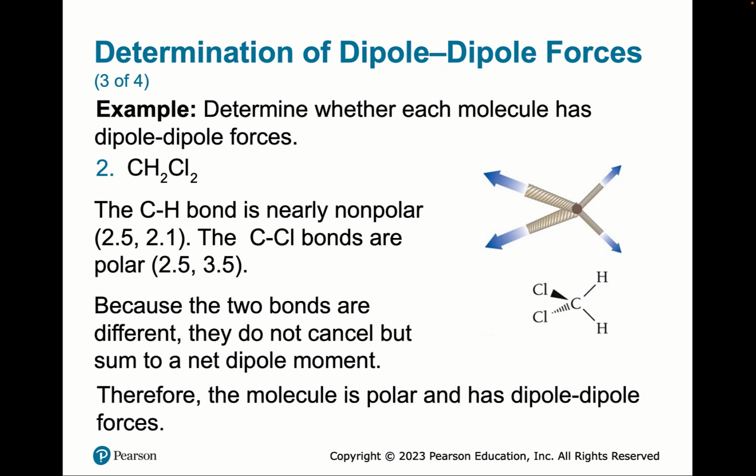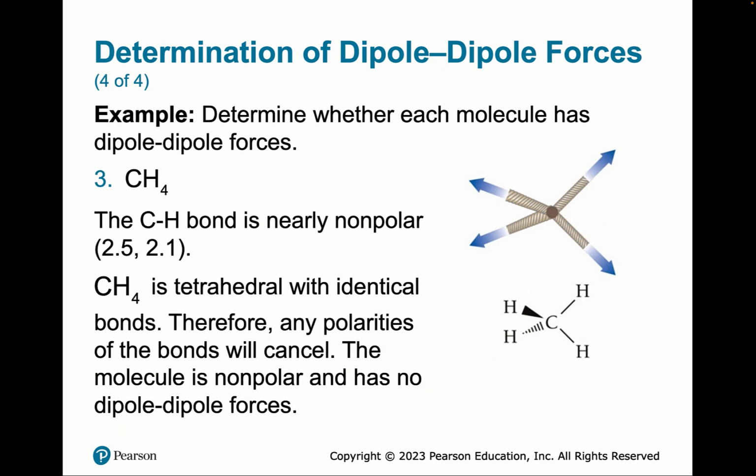Dichloroethane here is a polar molecule. It's a tetrahedral structure, but it's not all the same bonding. Because of that, there is a net dipole moment, and because of this, there will be a dipole-dipole force.